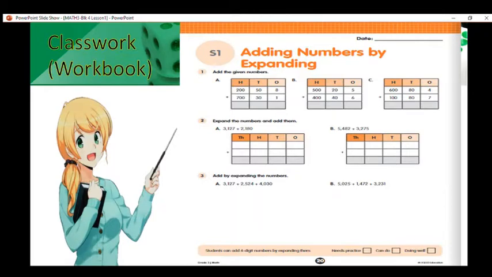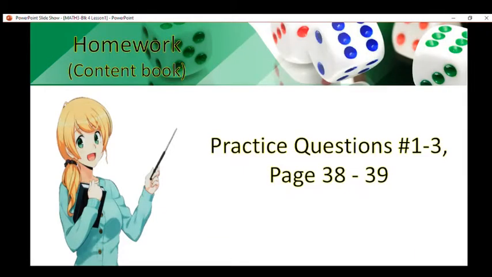And do not forget also to answer your homework. That would be in the content book. Practice questions 1 to 3 on pages 38 to 39. You need to answer it in your notebook.